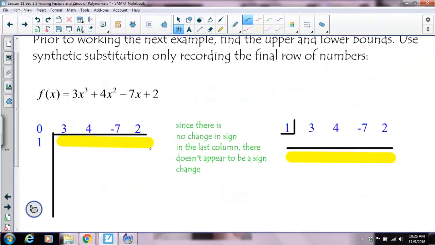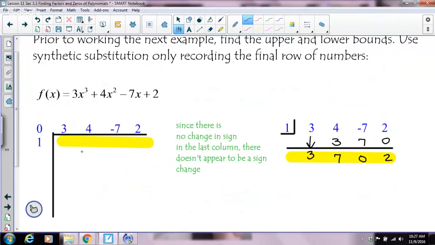So I'm going to show you over here where this row comes from, all right? So I'm going to plug 1 in, bring the 3 down. 3 times 1 is 3. 4 plus 3 is 7 times 1 is negative 7 plus 7. 0 times 1, and 2 plus 0. Did you see how I kept going even though I got a 0? It doesn't matter, just put the 0 there and keep going. You can get 0 sometimes, okay?